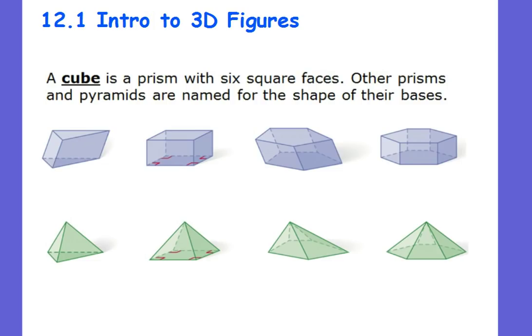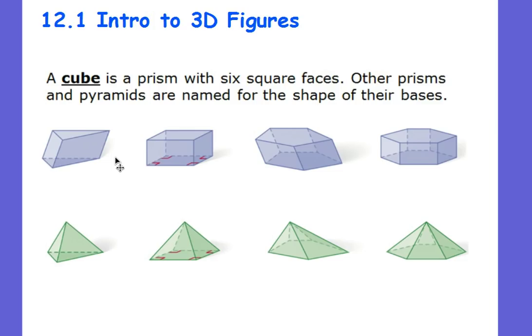Okay, and then I have a lot of kids ask about, well, what's a cube? Well, that falls under the category of a prism. So go ahead and fill that in your notes. That's just a prism that has 6 square faces. Okay, now if you look at all these shapes I have here, all these top ones I have in blue, those are all considered prisms.